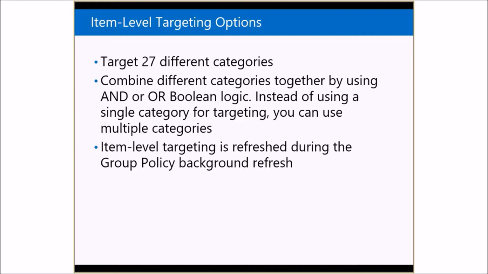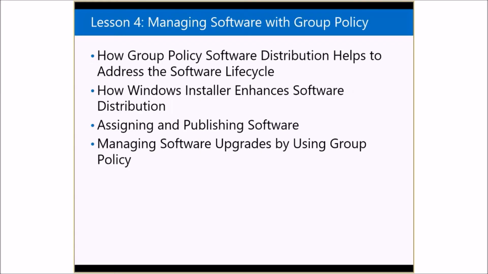So obviously this again helps us target or scope who's going to get affected. Instead of using a single category for targeting, you can use multiple categories. This is probably the thing that makes targeting a little more powerful than just filtering, because you can target different categories. Item-level targeting is refreshed during the group policy background refresh.